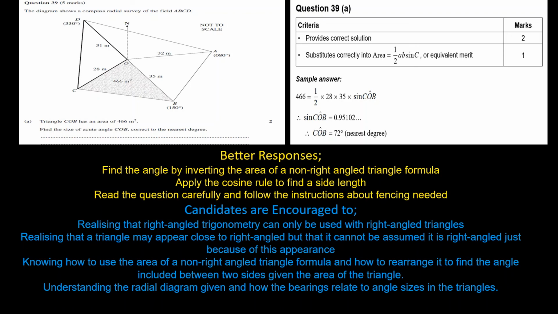Candidates are encouraged to realise that right angle trigonometry can only be used with right angle triangles. Realise that a triangle may appear close to a right angle, but that it cannot be assumed to be one just because it appears that way. Know how to use the area of a non-right angle triangle formula and how to rearrange it to find the angle included between 2 sides given the area. Understand the radial diagram given and how the bearing relates to angle sizes in the triangles.